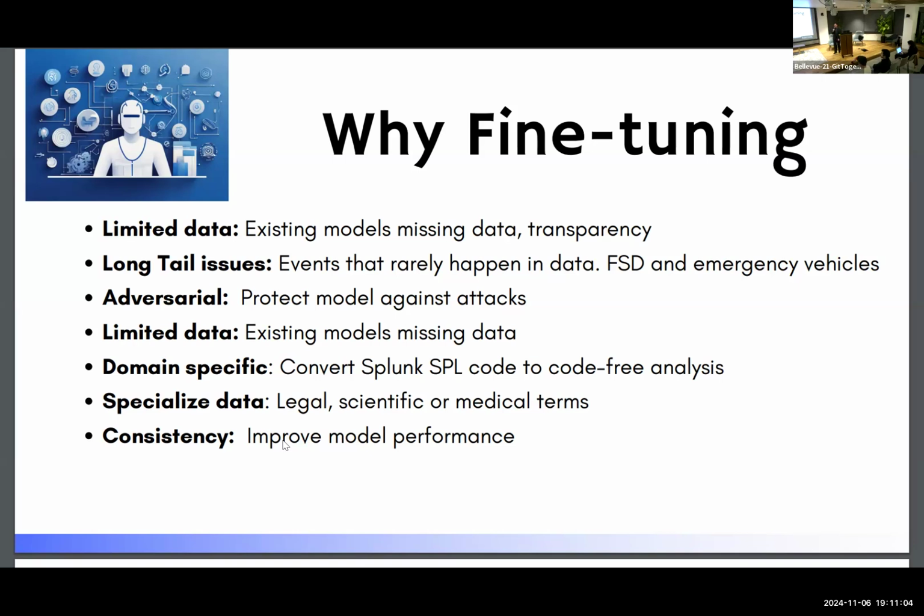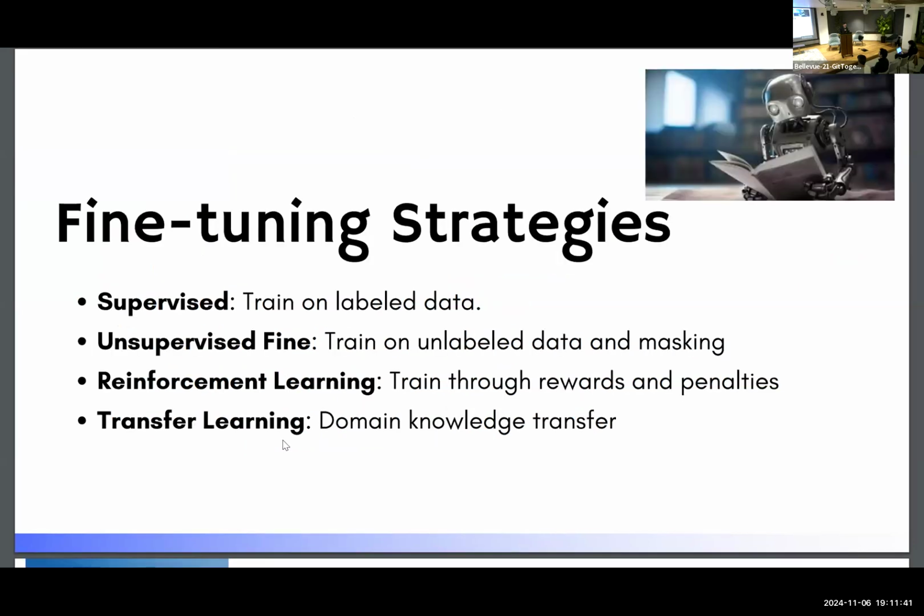And then if you're using it for domain specific, what we're doing with our teams is we are converting Splunk code so people don't have to use the Splunk code in order to get the data out. So we're training models specifically on Splunk SPL code so people can just use NLP to get the data out of Splunk. And finally, if the data that you're working with is a specific area, such as legal, scientific, or medical, you need to use fine tuning, and you can get better consistency with the model itself.